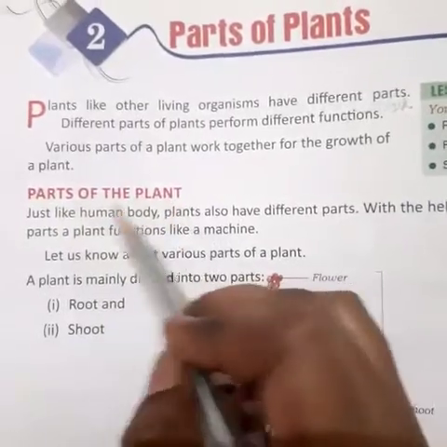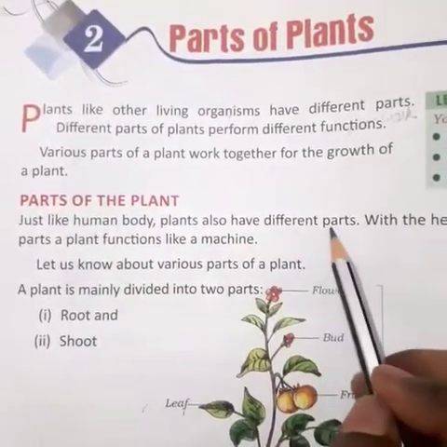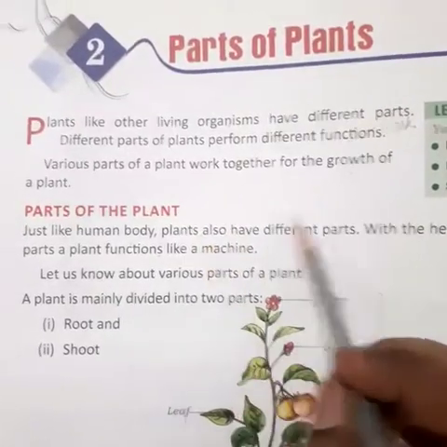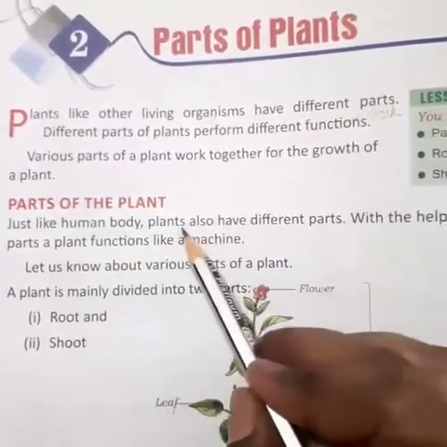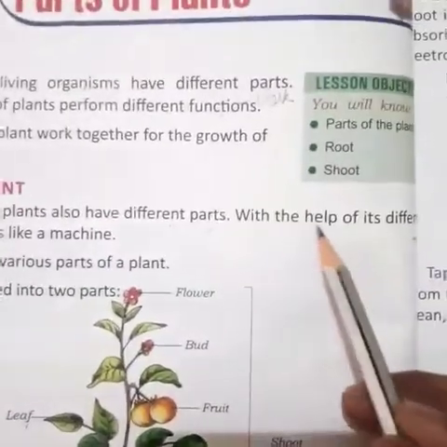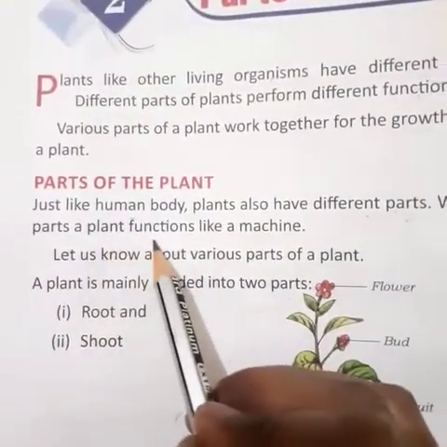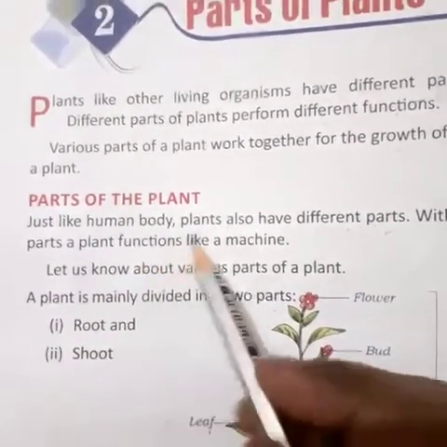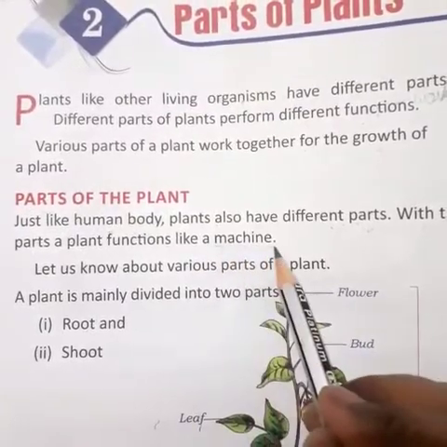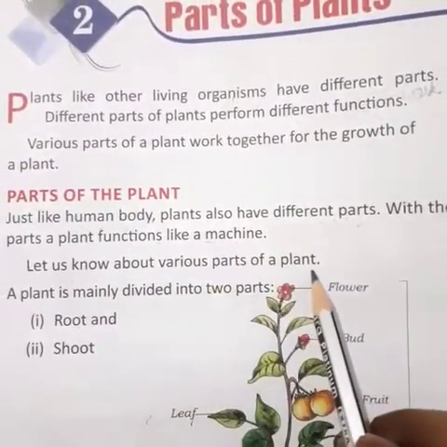Parts of the plant. Just like the human body, plants also have different parts. With the help of its different parts, a plant functions like a machine or an engine. Let us know about various parts of a plant.